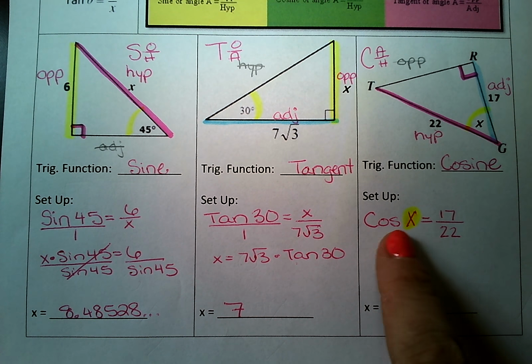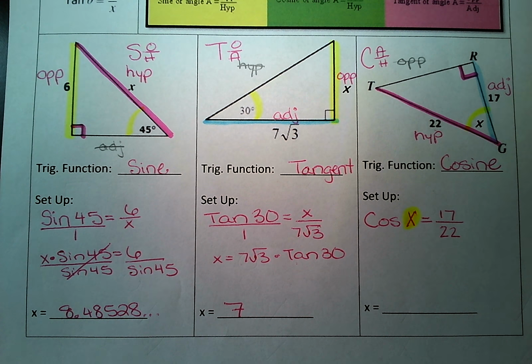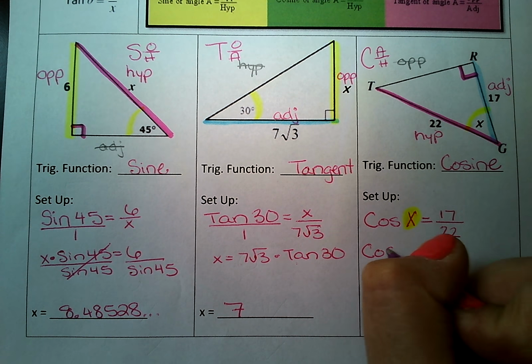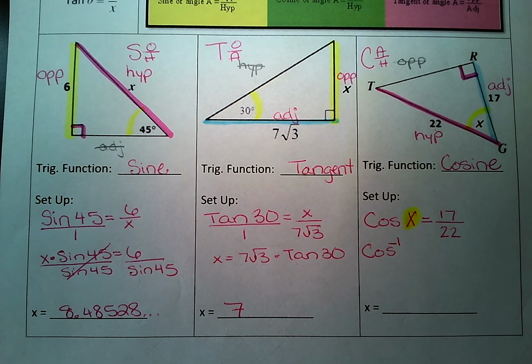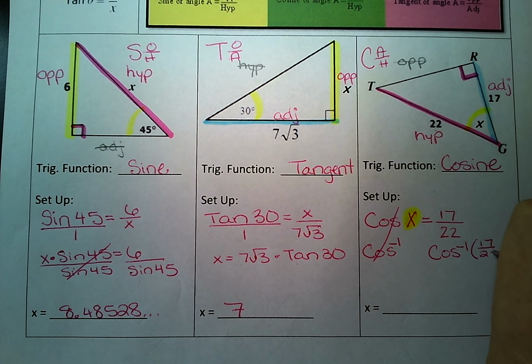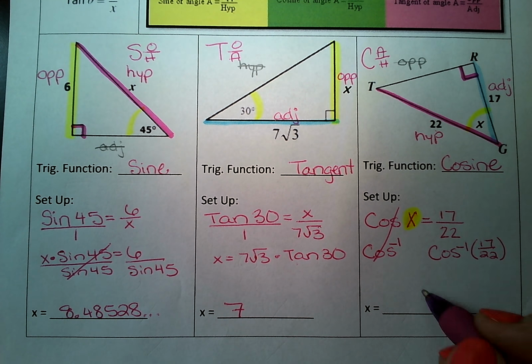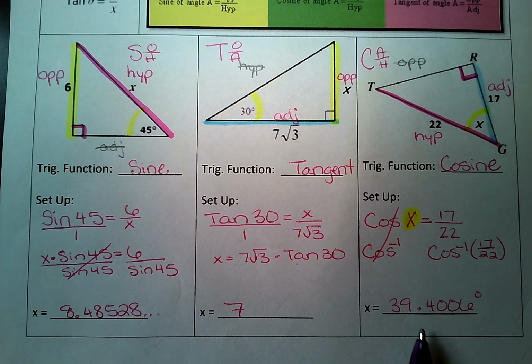I need to take cosine off of x. I need to get rid of cosine to get x all by itself. The only way to get rid of cosine is to use cosine inverse. That's cosine to the power of -1. Whatever you do to one side, make sure you do to both sides. So this is what I'll be typing in my calculator. X is going to be equal to cosine inverse of 17/22. When I type that in my calculator, I get 39.4006. And I'm putting a degree on this because X represents a degree measure.